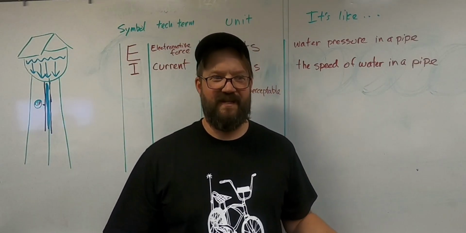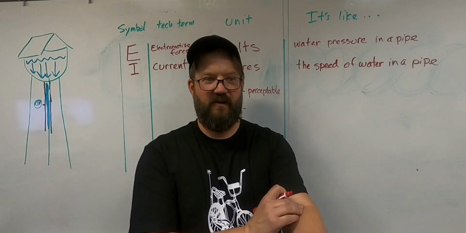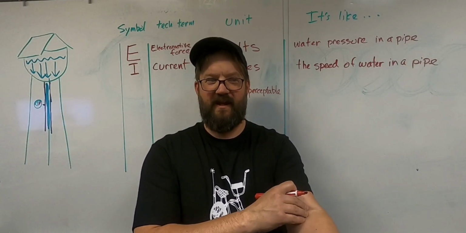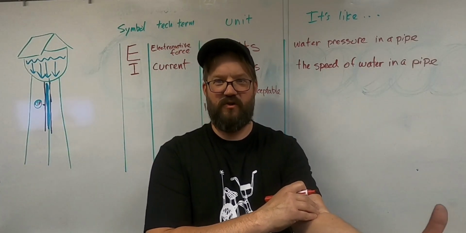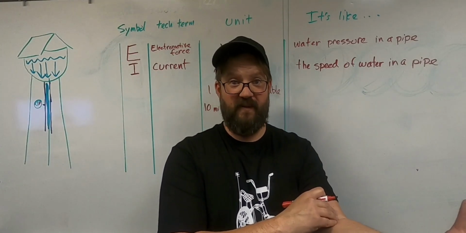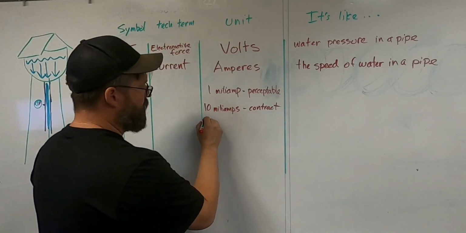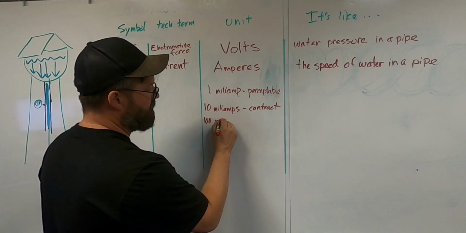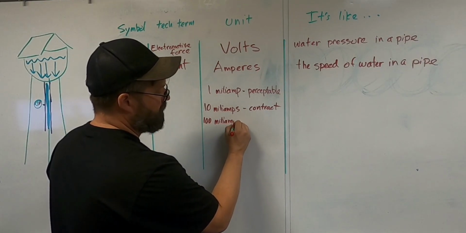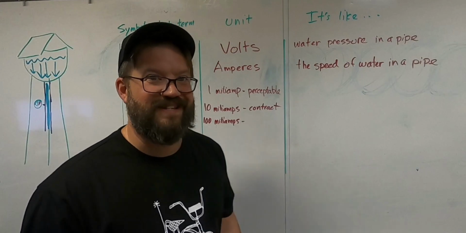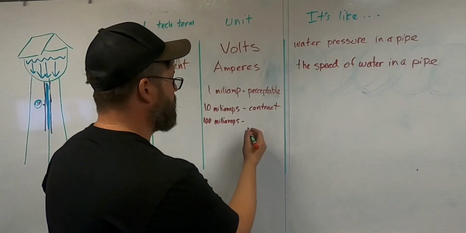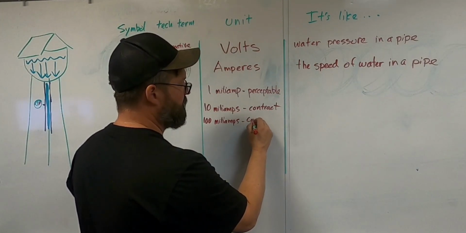Anybody ever see a TENS system? You can put a little electrode on your body and it'll make your muscles twitch. I was going to try to find one to use for this, but maybe next time. 100 milliamps. Just 1/10 of 1 amp can cause cardiac arrest.